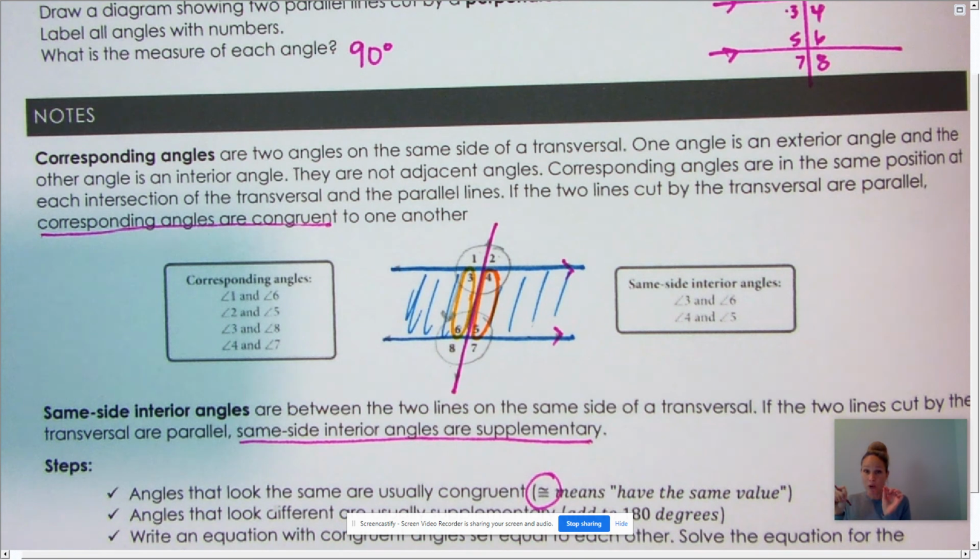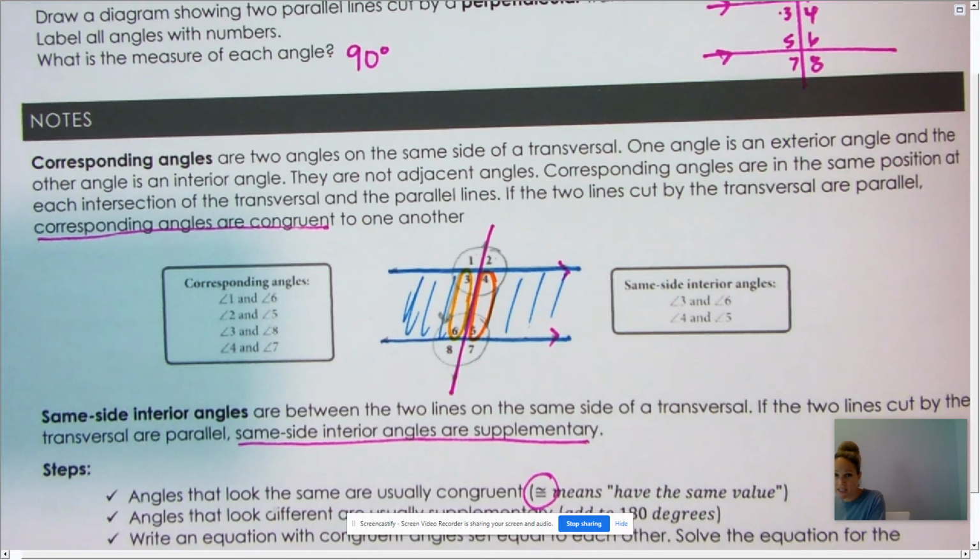So you've got 4 angles that are tiny angles, less than 90 degrees, acute, and you've got 4 angles that are big angles that are greater than 90 degrees, that are obtuse, and all of the acute angles are congruent to each other, all of the obtuse angles are congruent to each other, and every acute angle is supplementary to every obtuse angle, meaning that they make a straight line or 180 degrees.